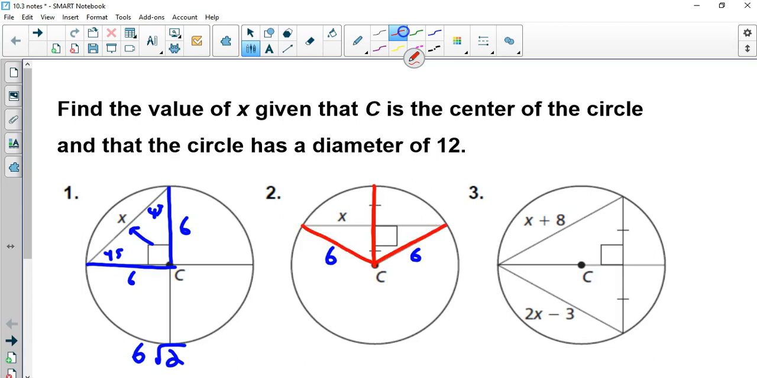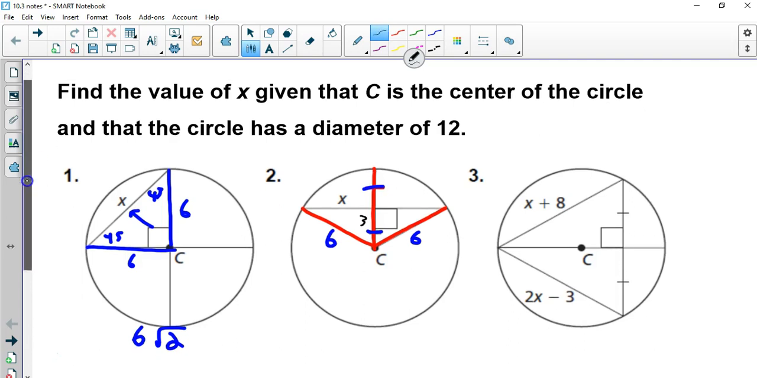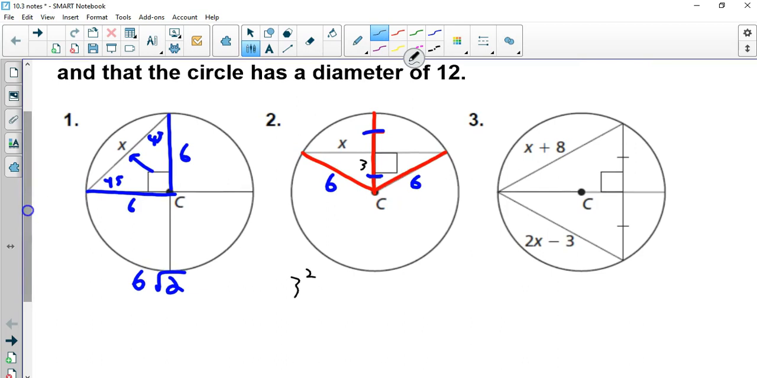Now, very importantly, this radius is marked, which means we have this side being 3. So if this is 3, and the hypotenuse is 6, we can just use our old friend Pythagoras and say 3 squared plus x squared equals 6 squared. So we're trying to find this leg right here. 3 squared is 9, so x squared is equal to 36 minus 9, which is 27.